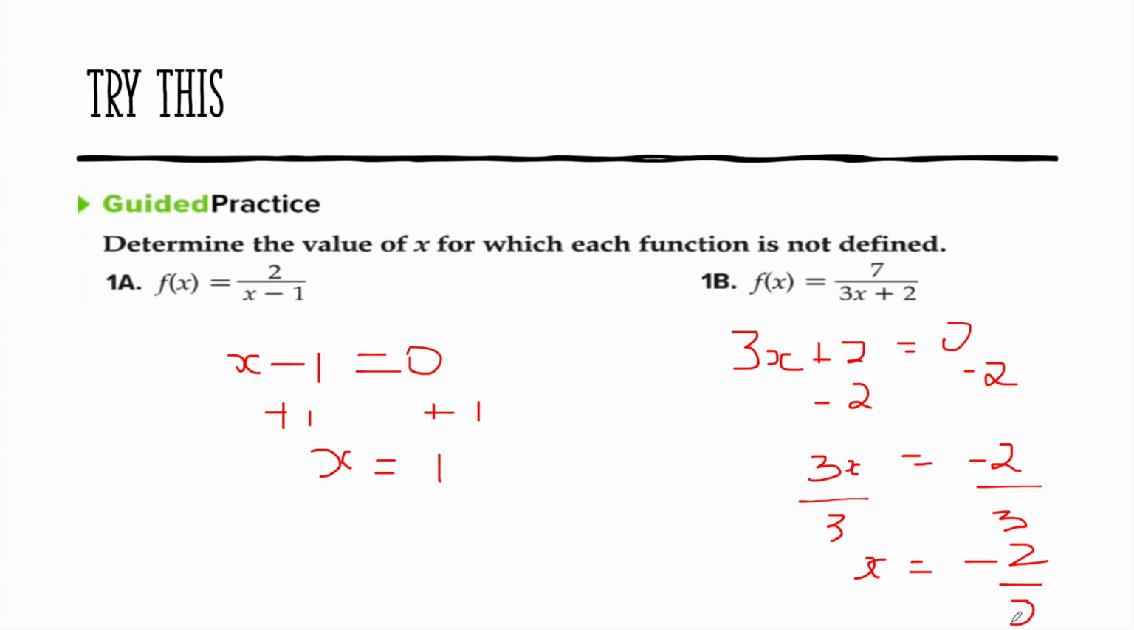So if you put minus 2 over 3 into your denominator in the place of x, and you can use your calculator, you will see that you will get 0, and that makes our graph undefined at this point. Hope you got the same answer as me.